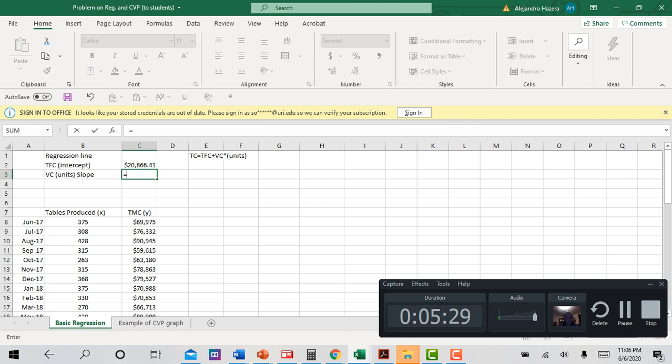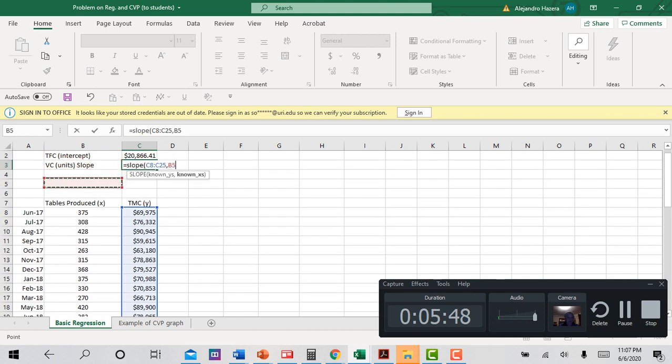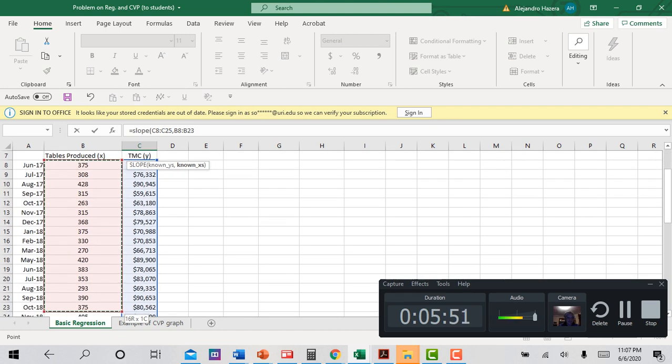The variable cost per unit will be, we'll use the slope function. It's the slope of a line. And once again, you have known y's and known x's. Excuse me, your known y's, which are your dependent variable, and your known x's, which is your independent variable. In this case, the number of tables you make is your independent variable, and the dependent variable is the total cost.